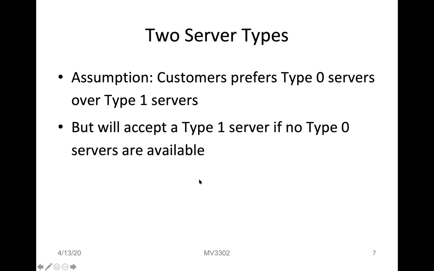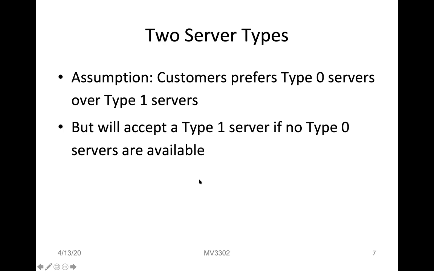One way to think of this is, let's say the type 0 servers are the express line in a supermarket, and the type 1s are just the regular ones. So if you have fewer than 12 items, then you would prefer to go through the express line. But if the express line is busy and there's a regular cashier that's available, then you're not going to wait on a line when there's a cashier available. Okay, is that kind of clear?